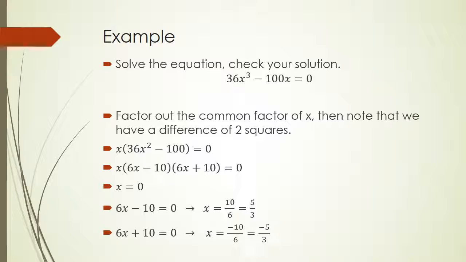And then 6x plus 10 equals 0. Solving for x, we get negative 5/3. So our 3 answers are 0, 5/3, and negative 5/3.